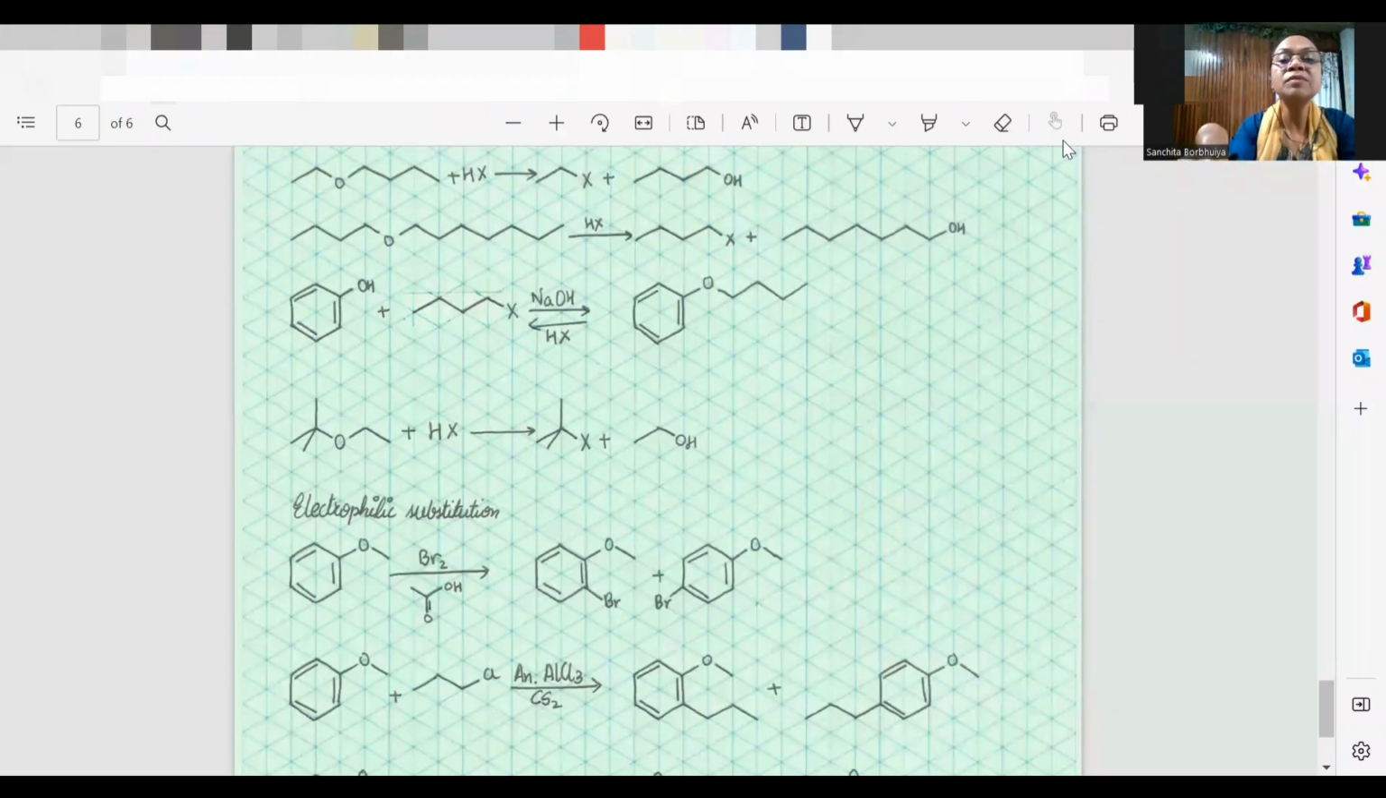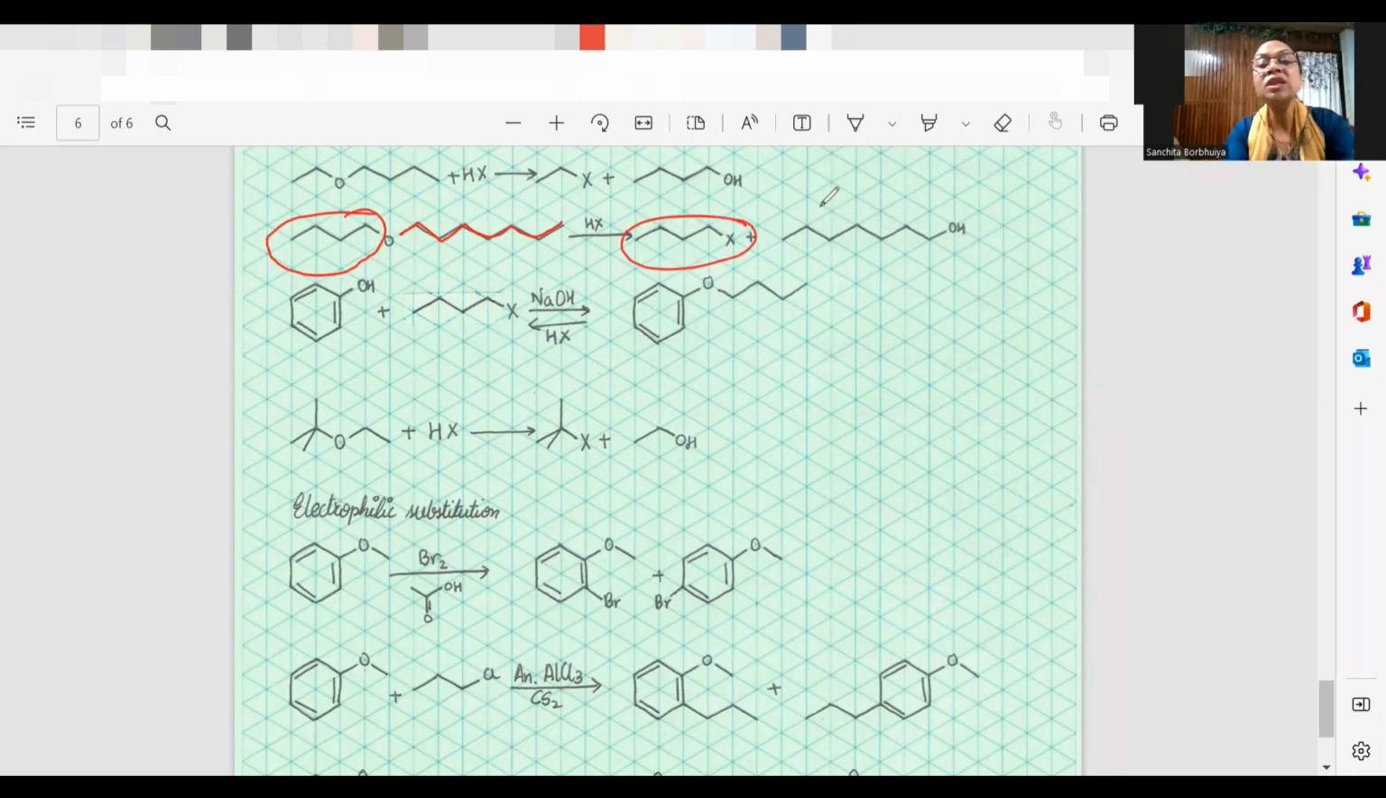So now here a question may come: you have a highly branched alkyl halide and a small alkyl chain on one side. So you take a hydrogen halide, the small chain has a probability to take up X, and the long chain has a probability of taking up the OH. Okay, the long chain picks up the OH. The mechanism is definitely there for the reaction.